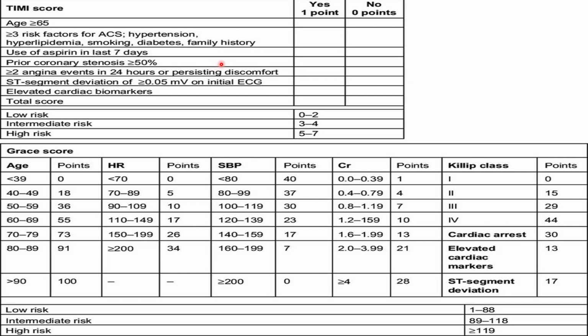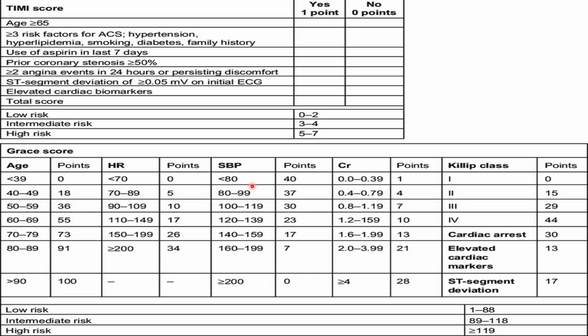Prior history of coronary stenosis of more than 50%. More than or equal to 2 angina events in 24 hours or persisting discomfort. Then ST segment deviation of greater than or equal to 0.5 mm on initial ECG. Elevated cardiac biomarkers. So total score, if it's low risk, 0 to 2, okay? If it gets to 3 to 4, that is intermediate risk. And if it's 5 to 7, that is high risk, okay?